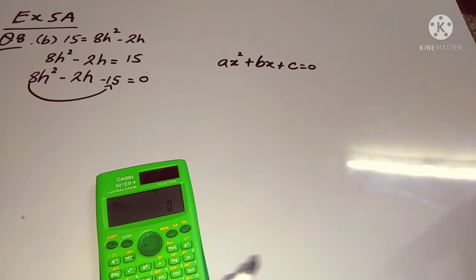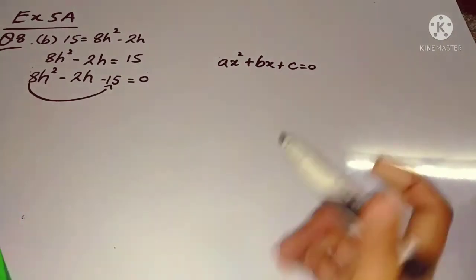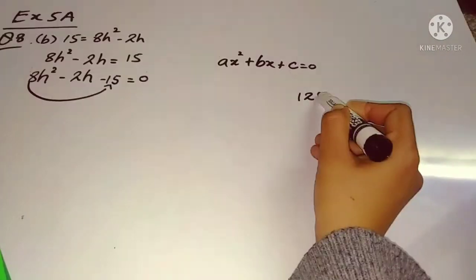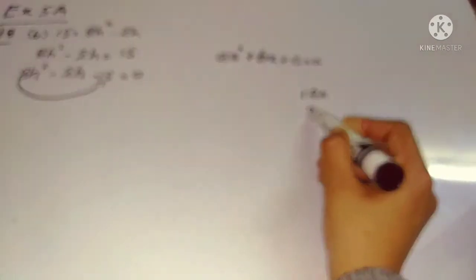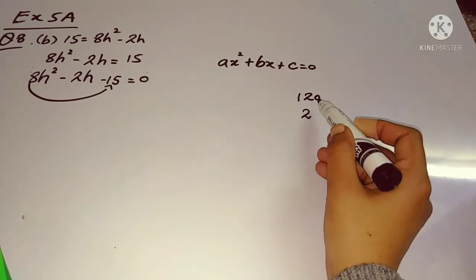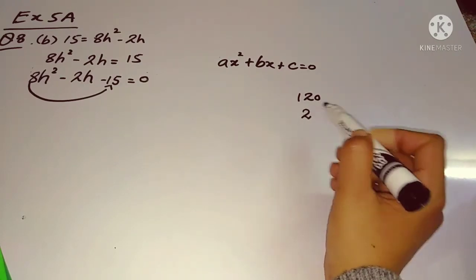8 multiplied by 15 is equal to 120. And what is the middle term? The middle term is 2. So students, you have to choose two factors that when you multiply them, you will get 120, and when you add or subtract, you will get 2.